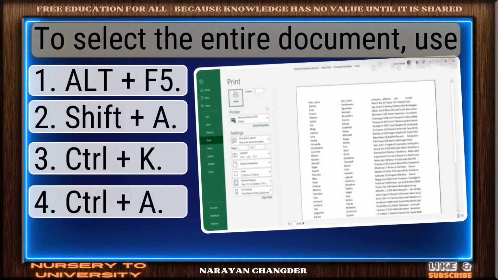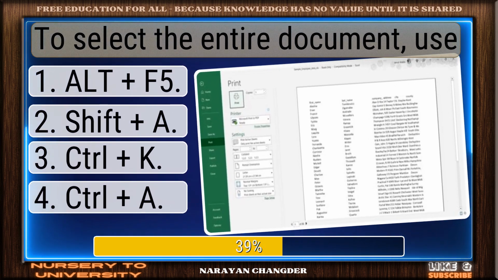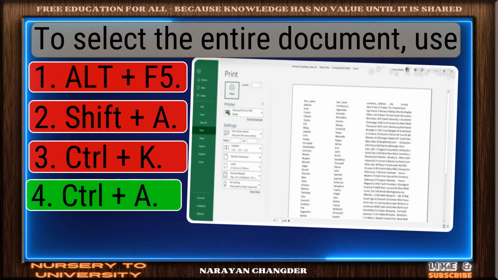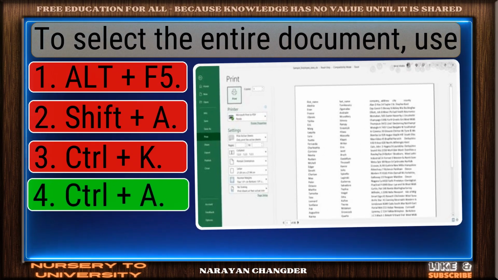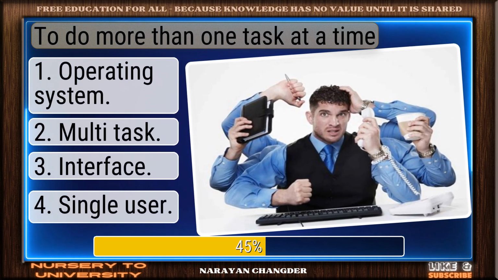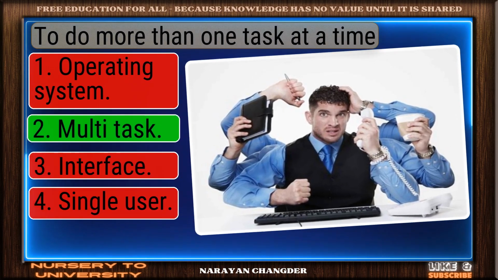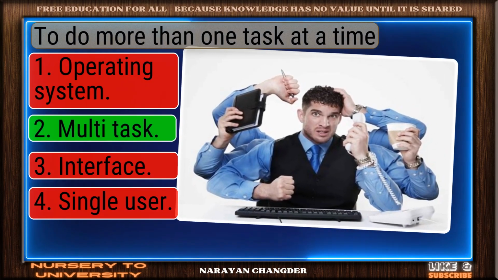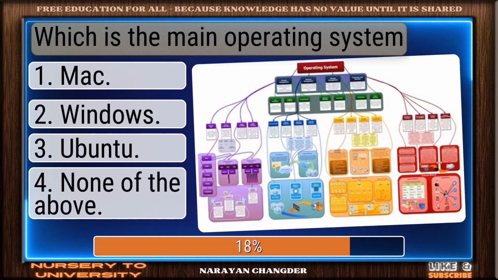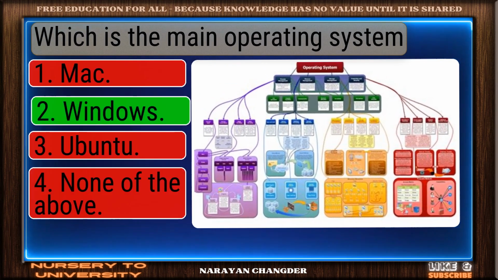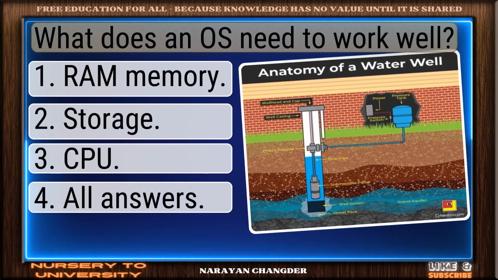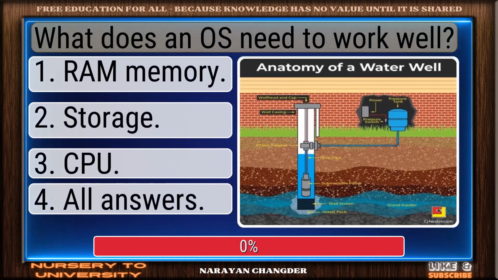To select the entire document, use. Great thinking. Ctrl+A is the right choice. To do more than one task at a time. Excellent choice. Multitask is the right answer. Which is the main operating system? Valid point. Windows is true. What does an OS need to work well?